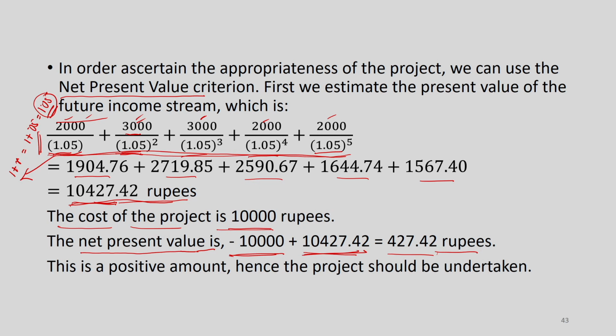So it is coming out to be a positive amount. The net present value is a positive amount. Hence, the project should be undertaken. So, that is the idea of net present value. Take the present value of the cost, take the present value of the incomes, and look at the difference. If the difference is positive, then the investment is profitable. Therefore, it should be undertaken. Okay, so in this case, we have found out the answer.